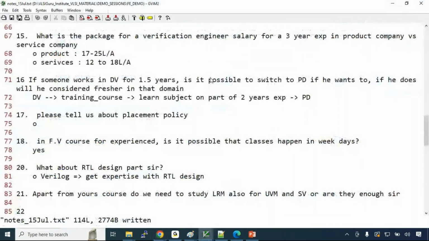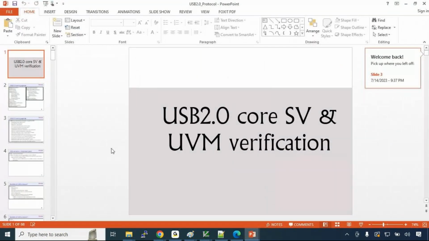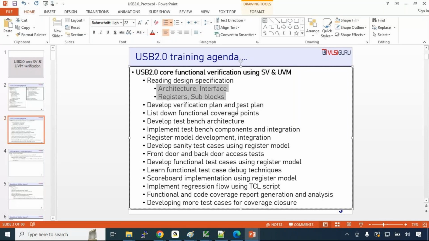See, it's not the topic that you do, it's the depth to which you do it that is important. Currently I'm doing the USB project, USB core SystemVerilog and UVM verification. In this project, you learn the entire exposure, starting from the design specification, how to learn architecture and interface, how to develop a verification plan, a test plan, how to list down the coverage points, how to develop the testbench architecture. Then till the time you do coverage closure, you learn everything.